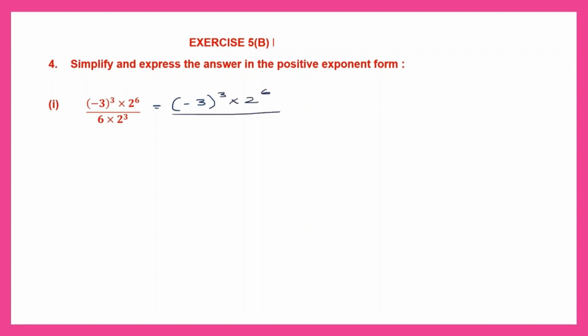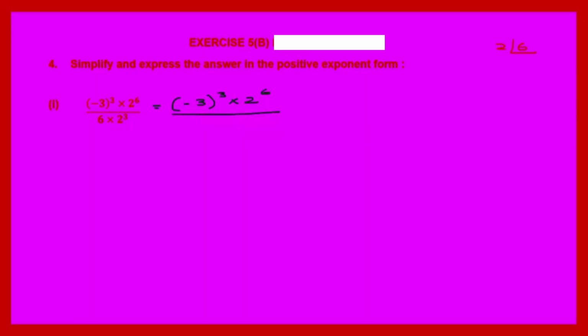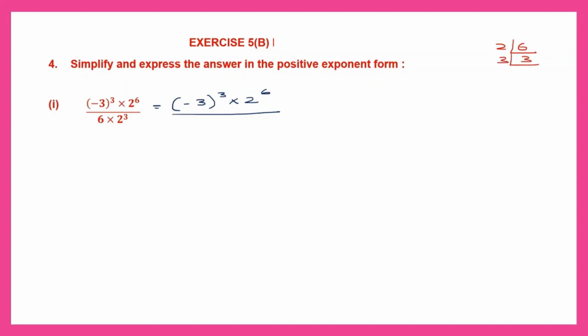Now here in the denominator, we have 6 which isn't in the exponent form, isn't it? So let's find the prime factors of 6. When we divide this, 2 3s are 6 and 3 1s are 3. So what are the prime factors of 6? 2 into 3 or 3 into 2. So here this will be 3 into 2 into, now what is left here? 2 to the power of 3. So let's write that, 2 to the power of 3.